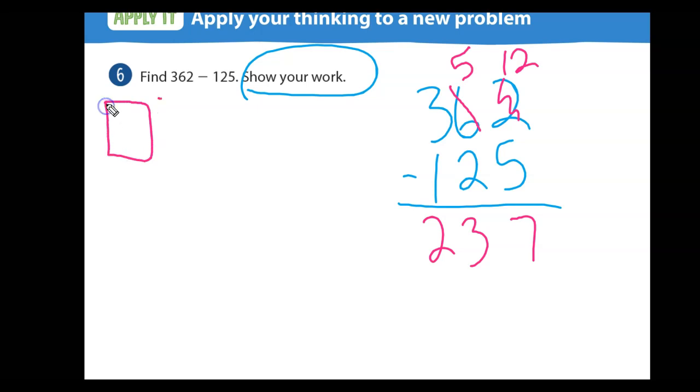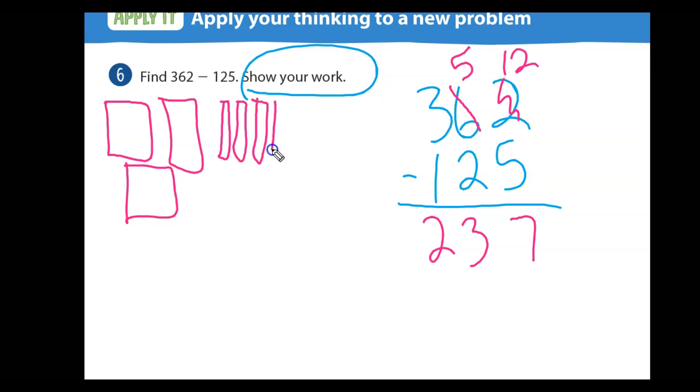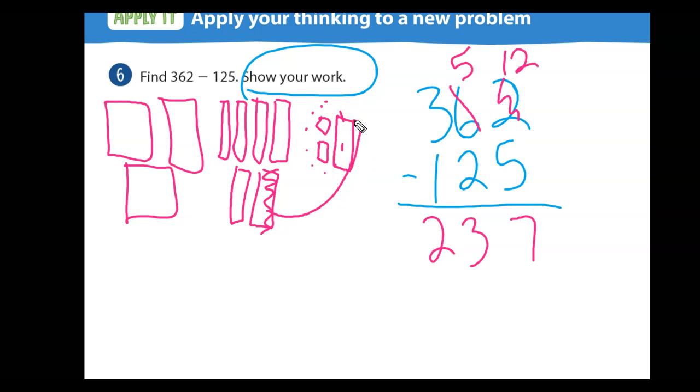Okay. If I did the base ten blocks, I would start with the number at the top. I would have 3 hundreds, right? And then I have 6 tens. And how many ones? 2, right? Now I have to subtract 5 from this, right? Can I subtract 5 from this? No. Can I subtract 5 from this? No. So I have to borrow one of these tens right here, right? So if I borrow one from these tens and I put it here, I have how much now? 10 and 2? 12.